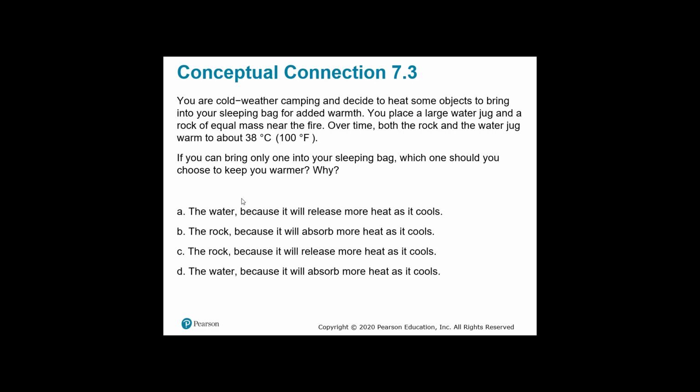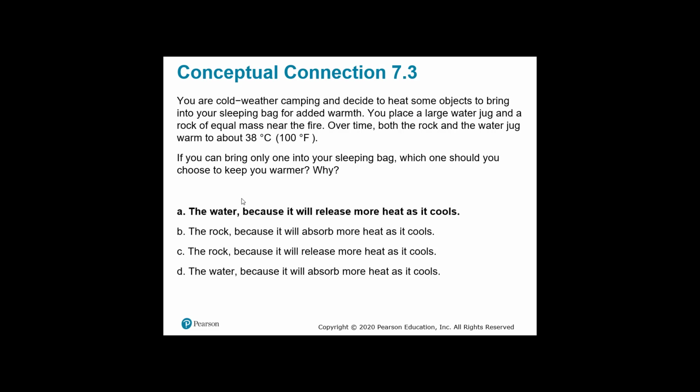So you are cold weather camping and decide to heat some objects to bring into your sleeping bag for added warmth. You place a large water jug and a rock of equal mass near the fire. Over time, both the rock and the water jug warm to about 38 degrees Celsius, 100 degrees Fahrenheit. If you can bring only one into your sleeping bag, which one would it be and why?